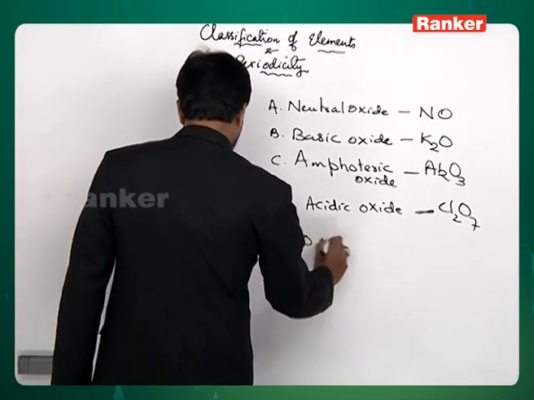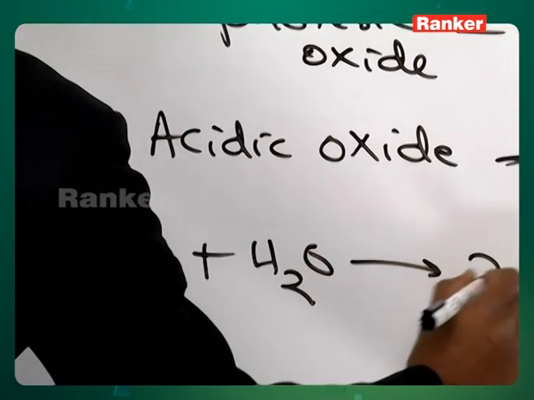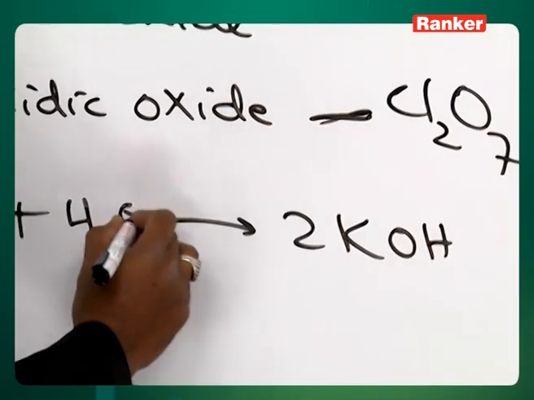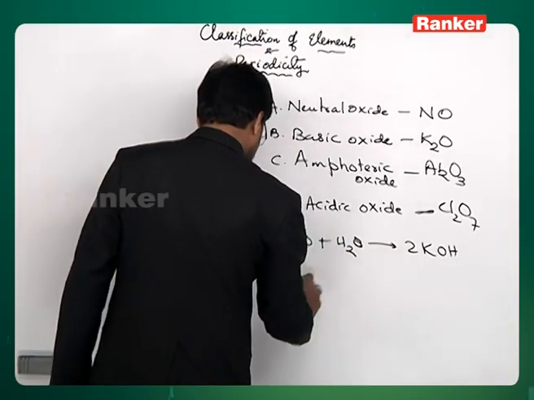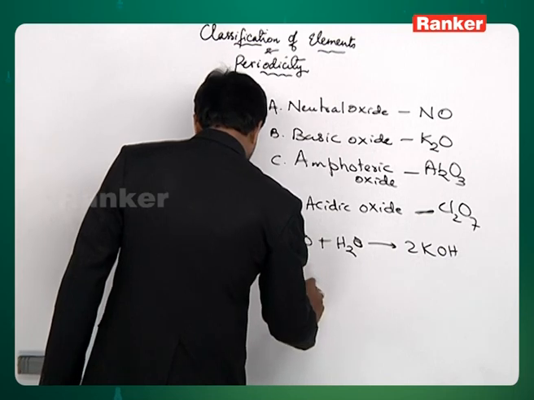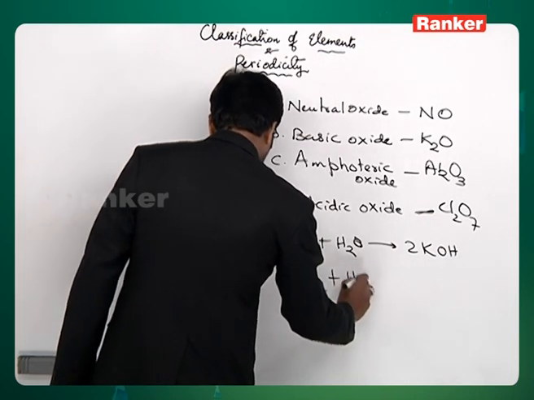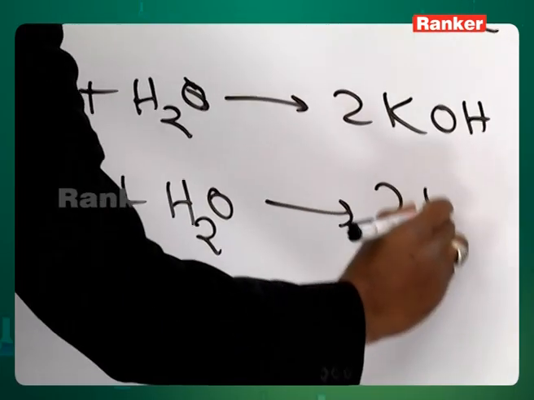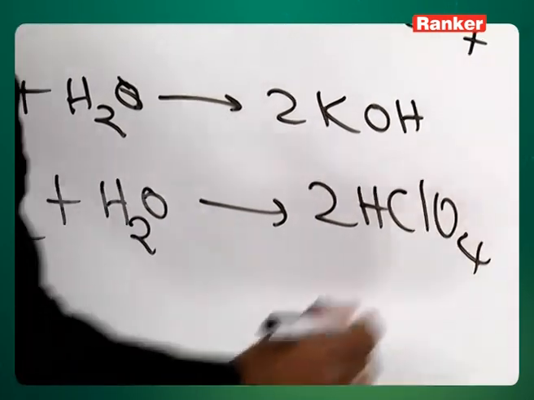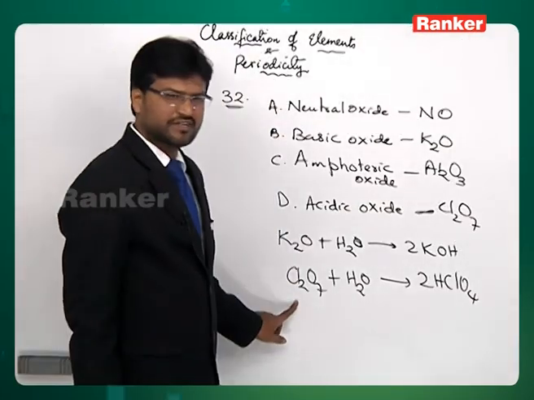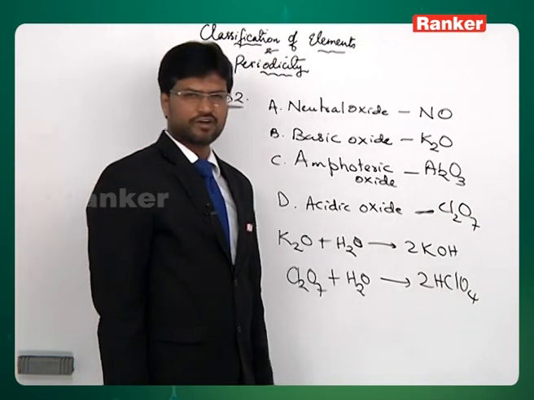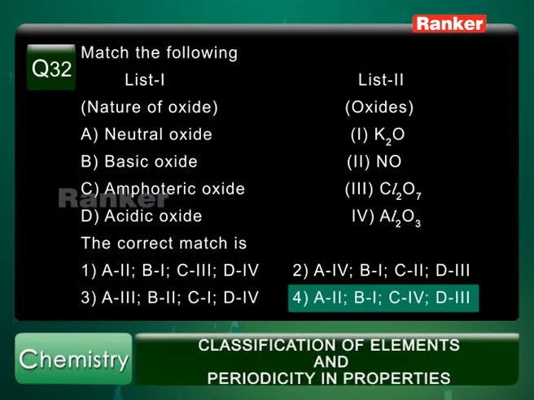K2O dissolves in water, gives KOH. That's why it's a basic oxide. It is giving alkaline hydroxide, whereas Cl2O7 when dissolved in water will give 2HClO4, perchloric acid. So it's an acidic oxide, it is producing oxyacid in water. The correct answer is therefore the fourth option.